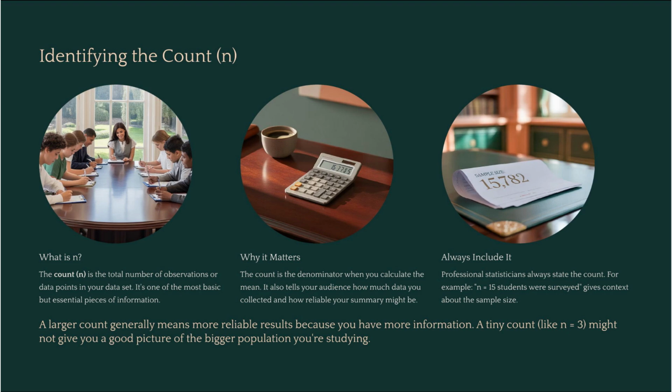Every summary should also include the count N of observations. The count is simply how many pieces of data you collected. It tells the reader the size of the data set and is necessary for calculating the mean. Always state it clearly. The data set contains n equals 20 scores, so everyone knows how much information was gathered.